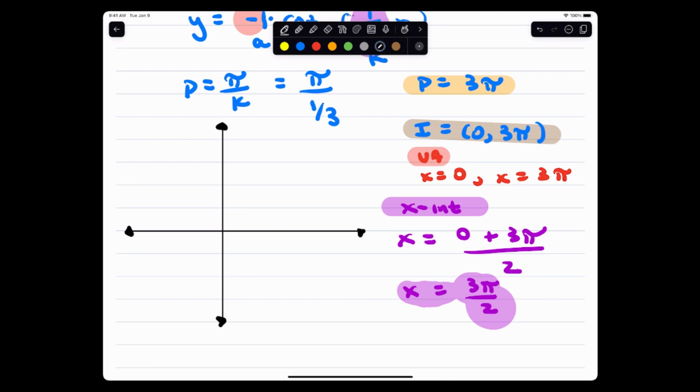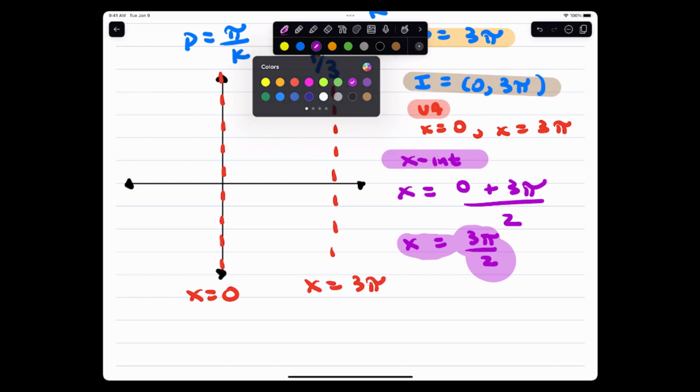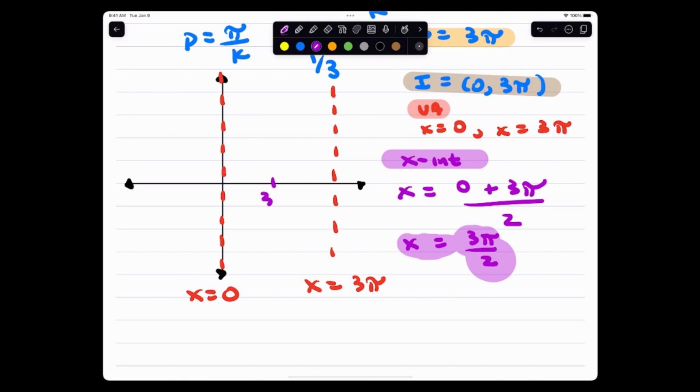All right, so start at 0. Remember this? Start at your vertical asymptotes. X equals 0. And then x equals 3 pi. And then what's midway? 3 pi over 2. Okay, so far so good.